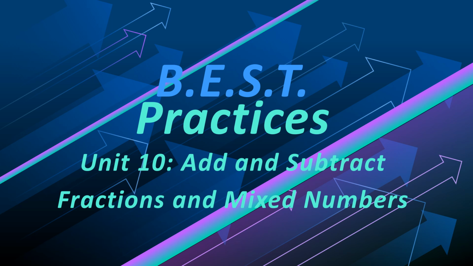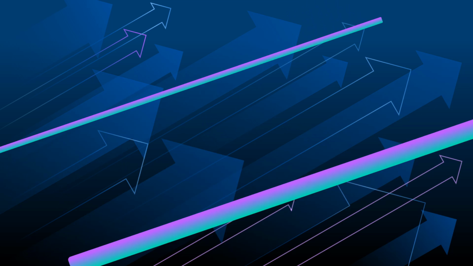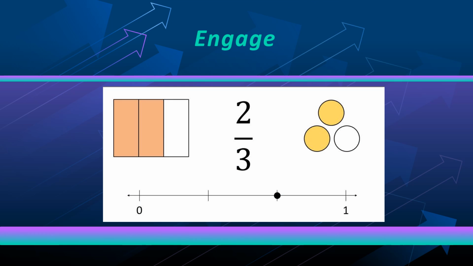You will get a glimpse of what you can expect to see and hear in mathematics classrooms for this unit. What do you notice? Hopefully you've noticed that these are different ways to show 2/3. There's an example of an area model, set model, and linear model. Students could be using any of these during this unit to help them find equivalent fractions and add and subtract fractions.